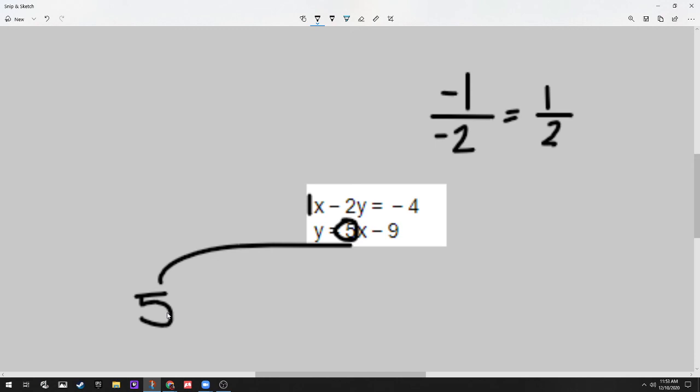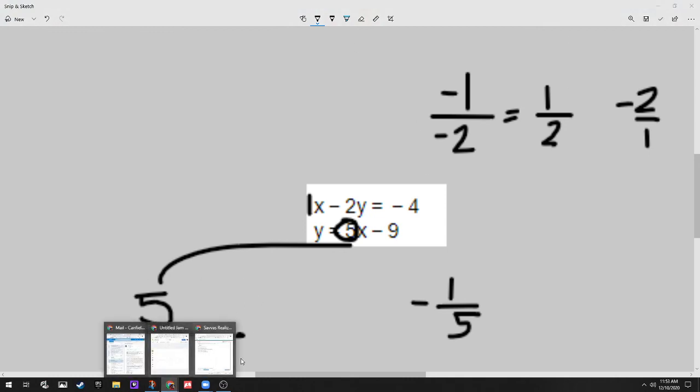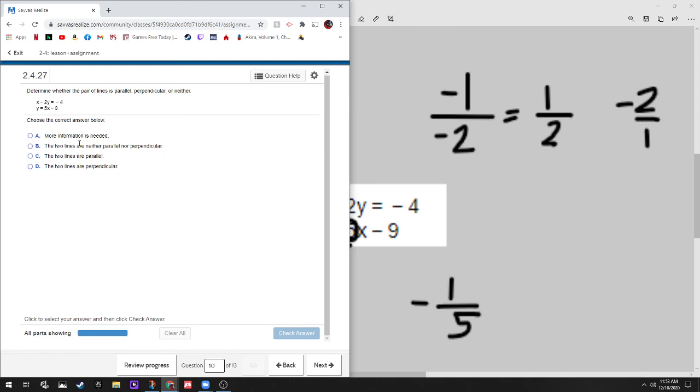Is that the opposite reciprocal of 5? Well, if you flip 5 upside down, it's 5 over 1. Flip it upside down, you'd get 1 over 5. Slap a negative on it, -1/5. That would be the perpendicular. Or if you flip this upside down, it'd be 2 over 1 with a negative. In either case, these are not opposite reciprocals of each other. So these are not parallel, they're not perpendicular, they are neither.